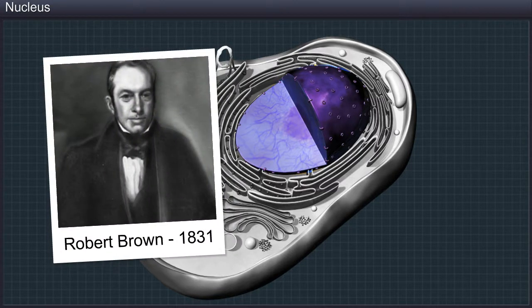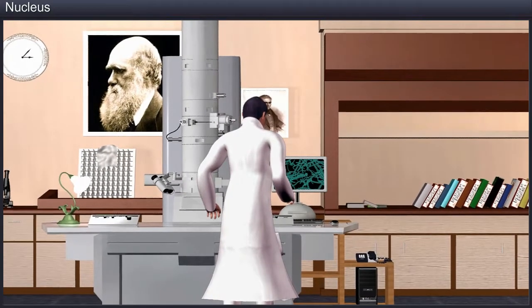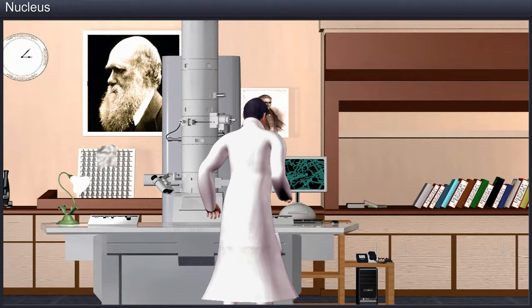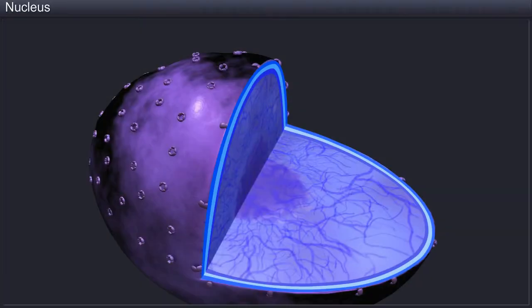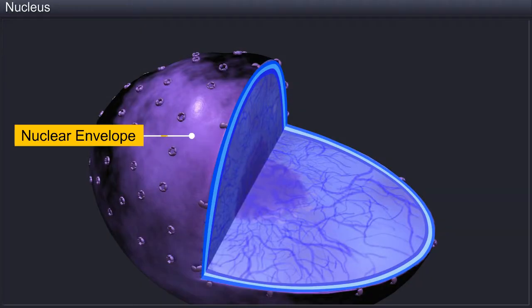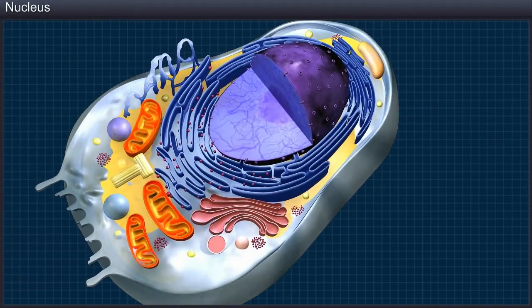Described by Robert Brown in 1831, the nucleus was one of the earliest organelles that scientists became aware of. The advent of the electron microscope enabled scientists to become aware of the various components of a nucleus. For instance, scientists observed that the nucleus is surrounded by a nuclear envelope or nuclear membrane that acts as a barrier between the contents of the nucleus and the other organelles present in the cytoplasm.